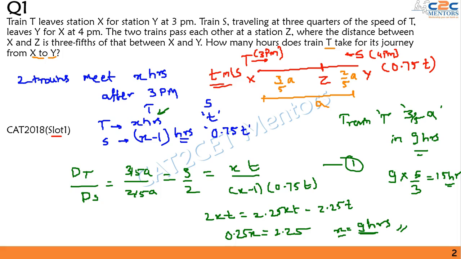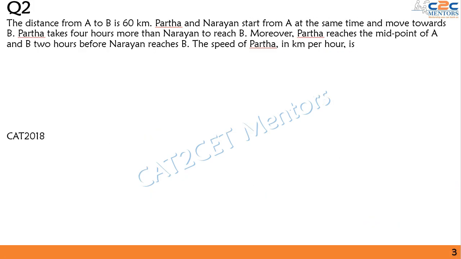Moving to the next question. Question number 2, even this question is from CAT 2018. We are given that distance from A to B is 60 kilometers. Partha and Narayan start from A at the same time and move towards B. Partha takes 4 hours more than Narayan to reach B. Moreover, Partha reaches the midpoint of A and B 2 hours before Narayan reaches B.